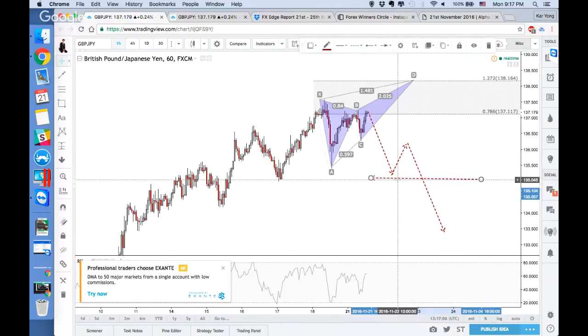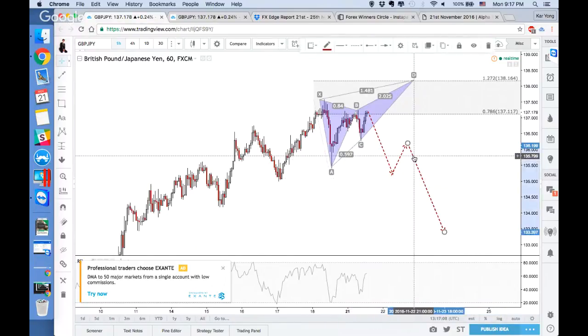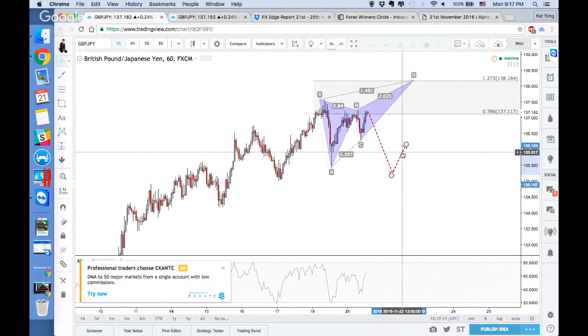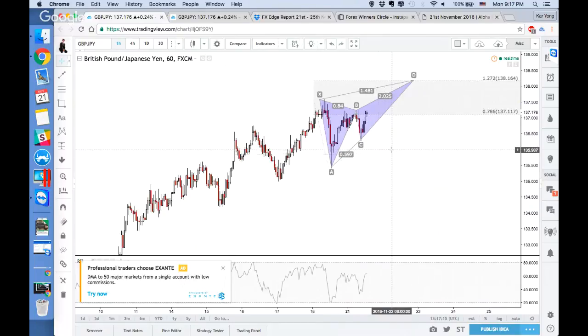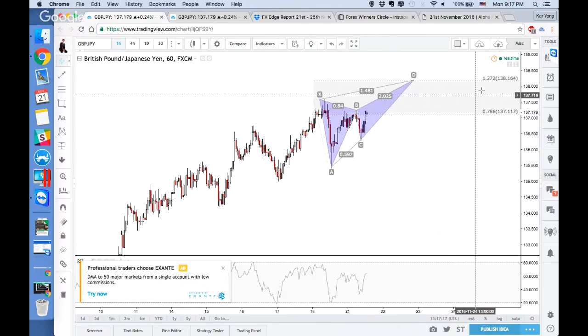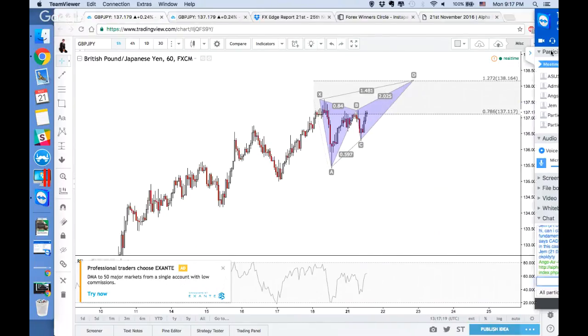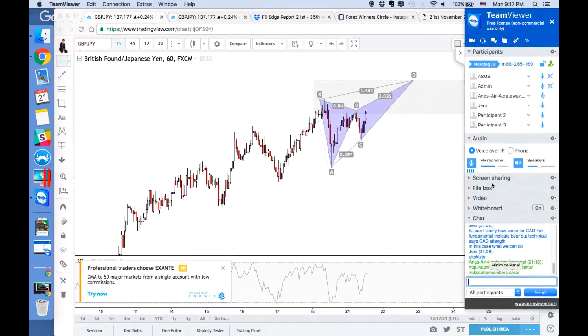What you need to do as a trader is always plan out some of the potential scenarios that can happen in the market, and then prepare yourself for it so that when it happens, you know exactly what you're going to do and how you're going to act on it. All good?